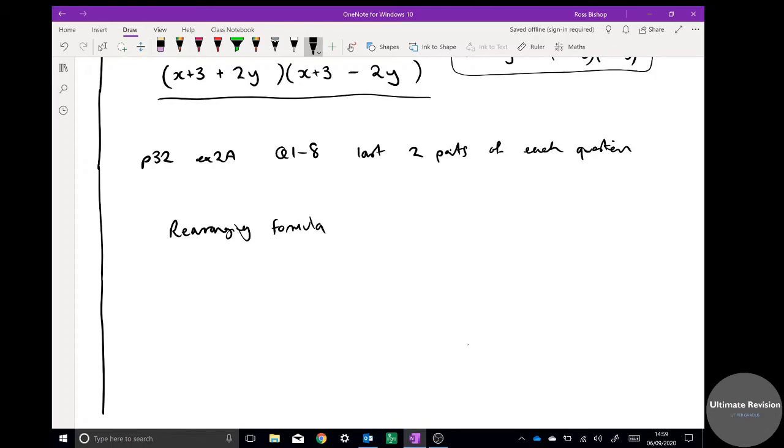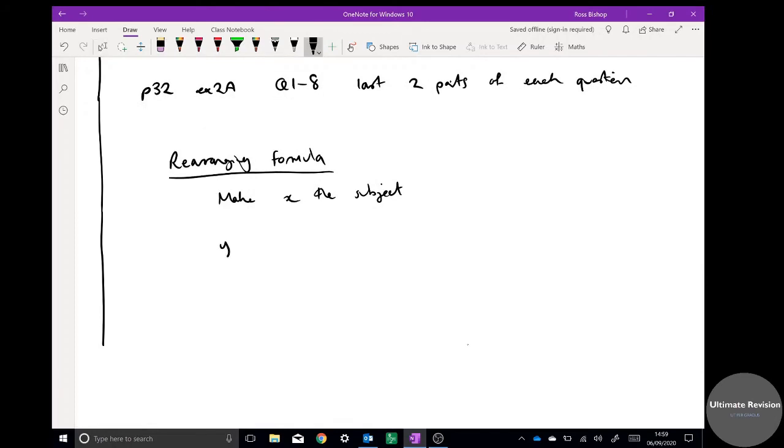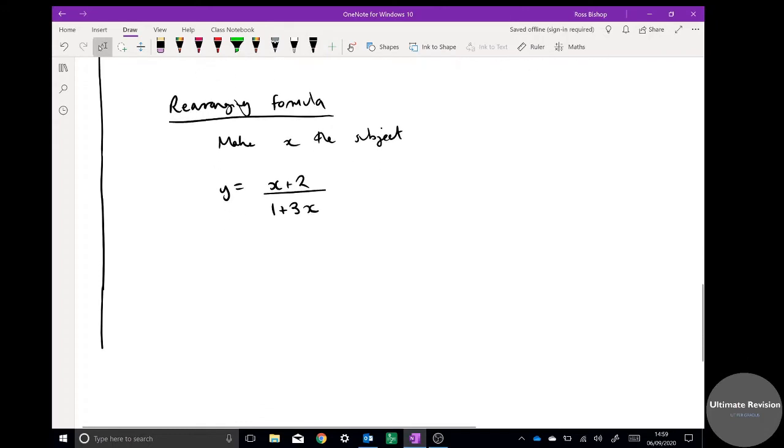Okay, so rearranging formula. Just going to do one example here. Make x the subject, and y equals. Right, so making x the subject of this equation. First of all, you need to get all the x's on the same side. So multiply by 1 plus 3x on both sides. So I get y.